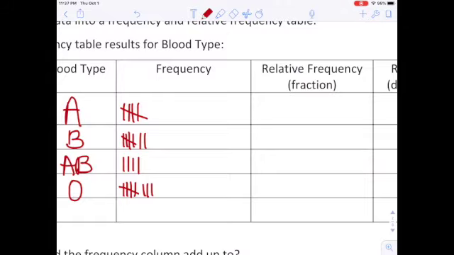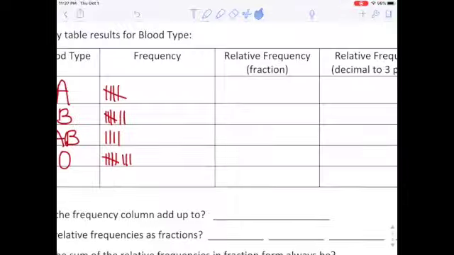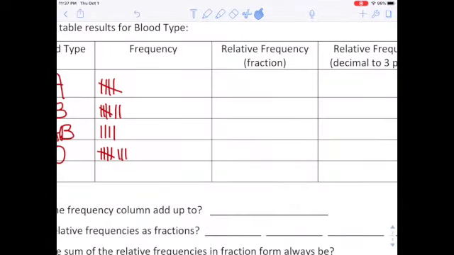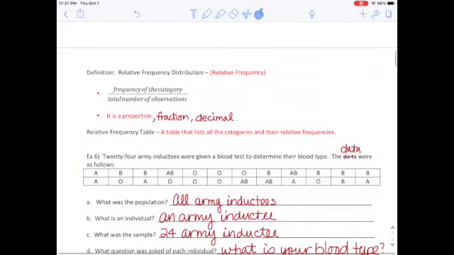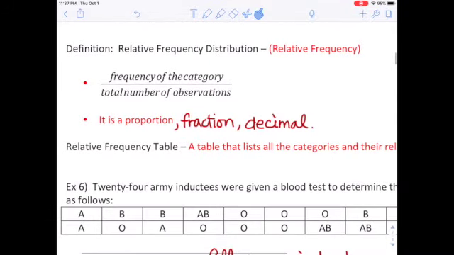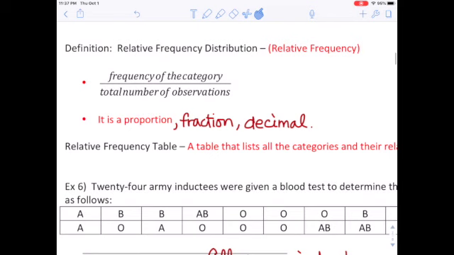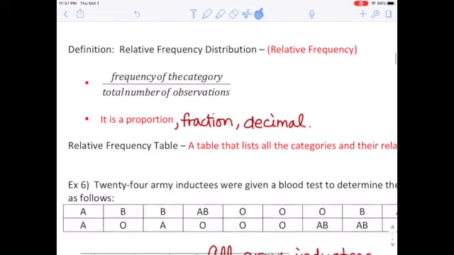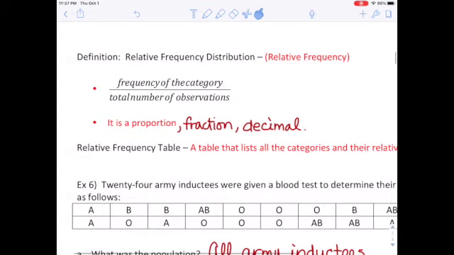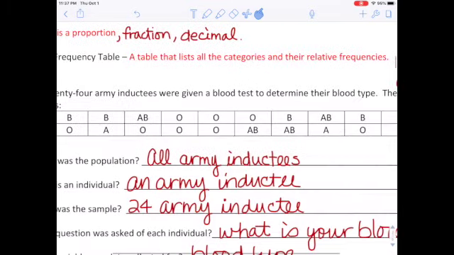Now moving on to the next column. The next column says relative frequency, and it says it's a fraction. So if you go back and look at your definition of relative frequency of the category, that means how many times A or B shows up in each category over the total number of observations, and the total number of observations is 24. So that's all we have to do.